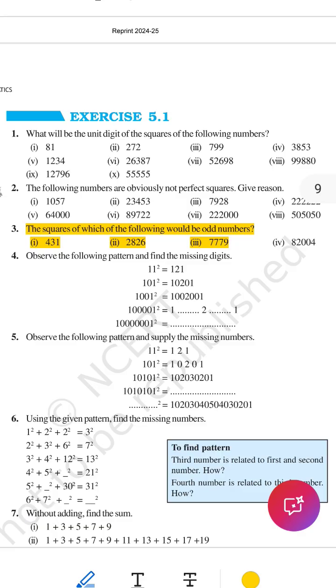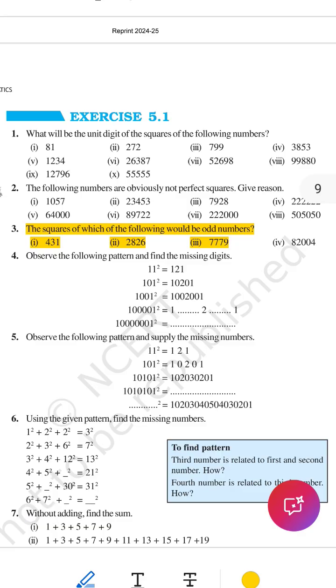Now the big question, will the square of a number be odd or even? Very important rule. If the number is odd, then its square is odd. If the number is even, then its square is even. In short, odd times odd equals odd, even times even equals even. So how do we tell if a number is odd or even? Just look at the last digit of the number. Last digit 0, 2, 4, 6, 8 means even. 1, 3, 5, 7, 9 means odd.